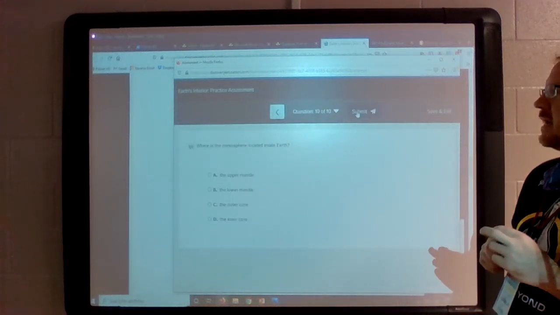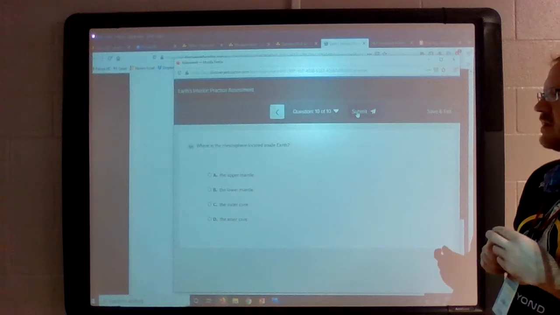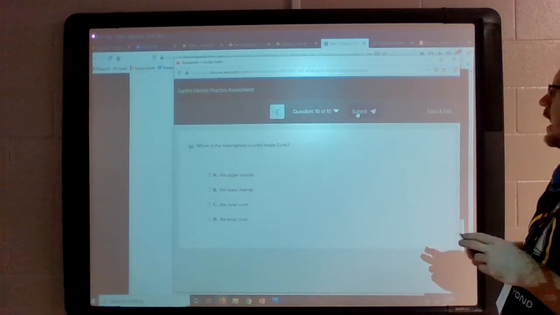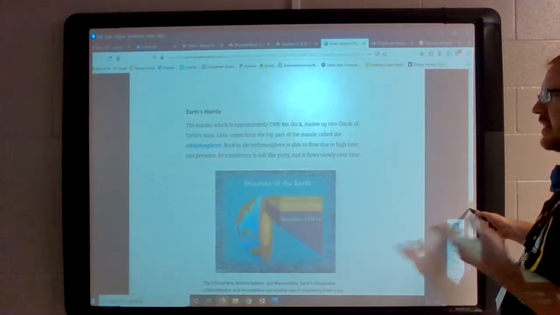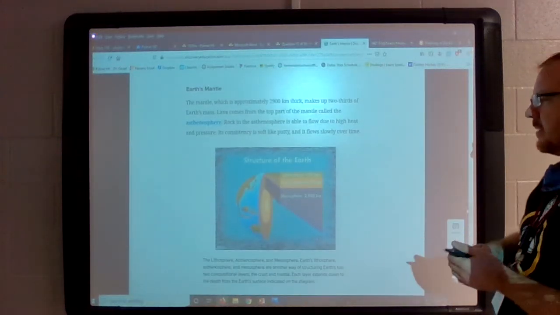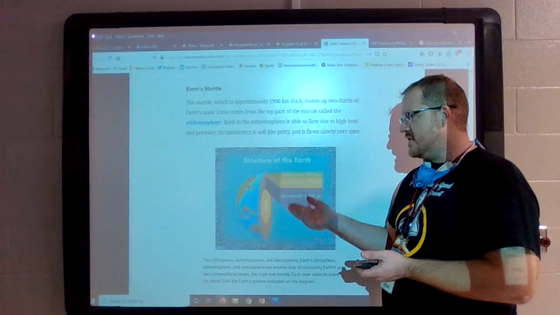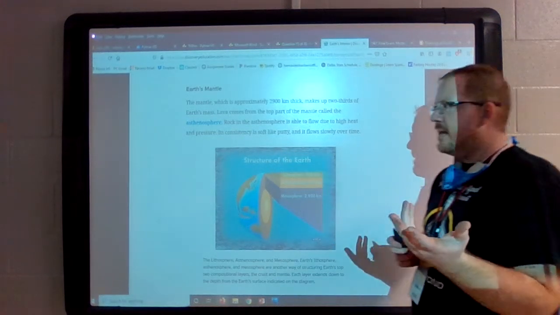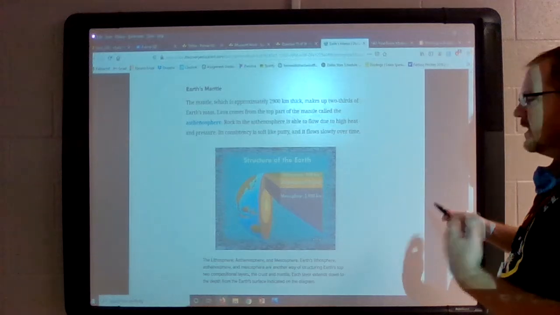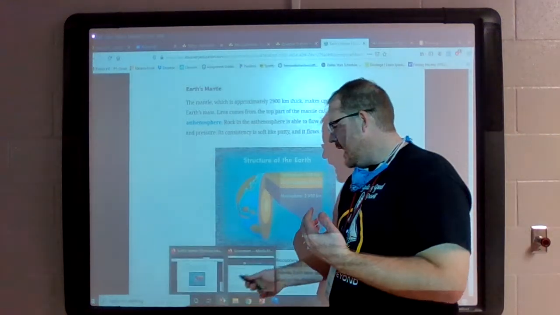And then number 10, where is the mesosphere located inside the Earth? And so the mesosphere, as you've probably seen already, is down here in the mantle section. They kind of show you the different sections. So find out, is it in the upper mantle, the lower mantle? What part of the mantle is the mesosphere in? And that should be it.